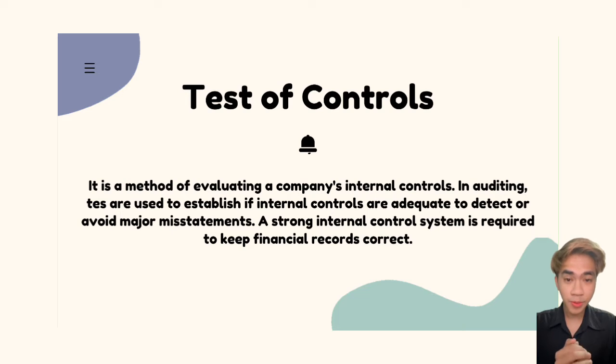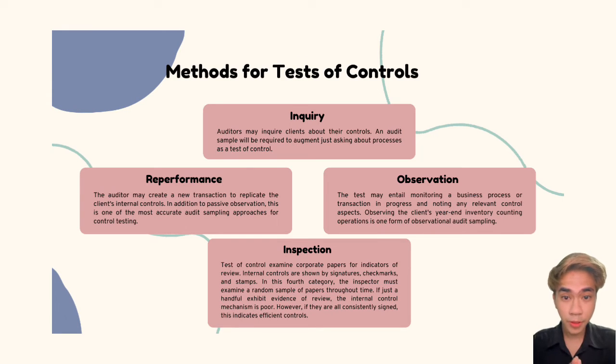So today I will be talking about the test of control. So what is test of control? Test of control is a way of evaluating a company's internal control, to avoid any major misstatements in the company's internal control. So what is it important for? It is important to keep the financial records correct and to keep the company going in the right way. So moving on with the next part, we're going to know about the methods of control.